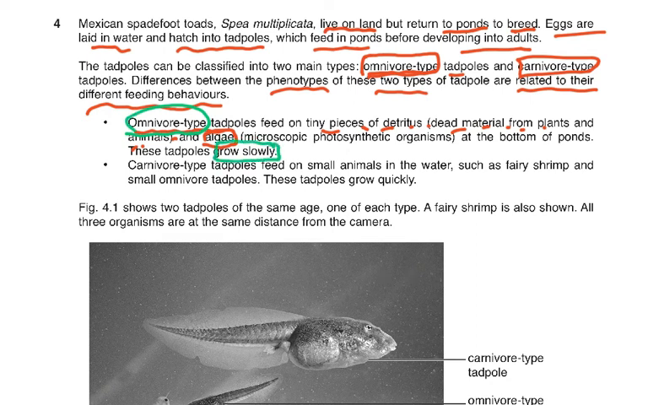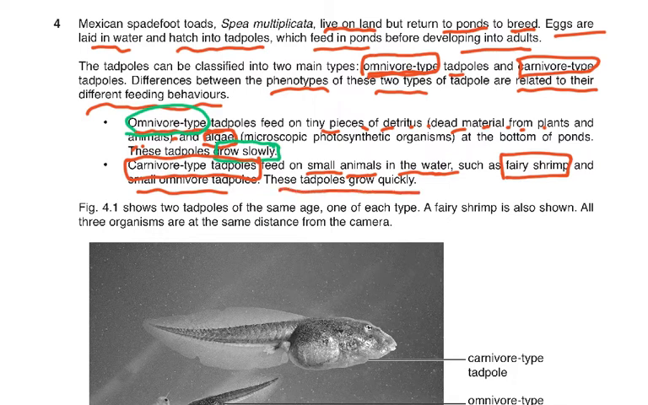Then the carnivore type. If you look at the carnivore type tadpoles, we have another type, which feed on small animals in the water, so no plants, such as fairy shrimps. And small carnivore tadpoles feed on shrimps and small omnivore tadpoles. And these tadpoles grow very quickly.